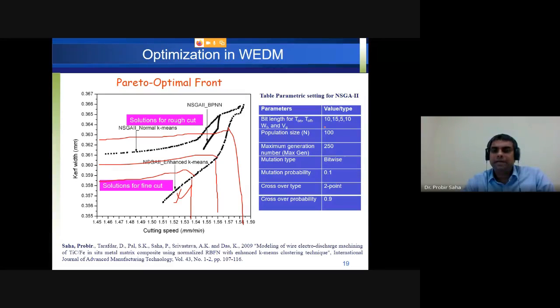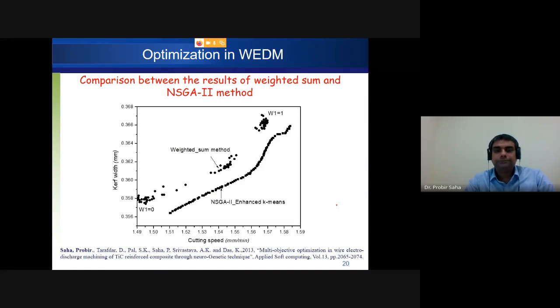Now, some of the parameters you should know, the range of parameters. For bit length of T on, T off, wire feed and voltage, I have used 10, 15, 5, 10. That means 10 plus 15, 25, 30, 40 bits. One chromosome consists of 40 bits, so you can understand some time is required. Population size is 100, maximum generation 250, mutation type bitwise, mutation probability 0.1, crossover type 2 point, and crossover probability 0.9.